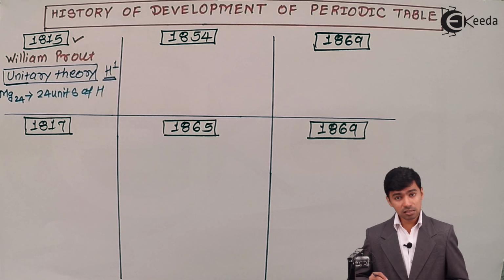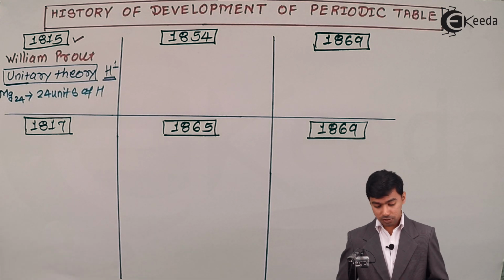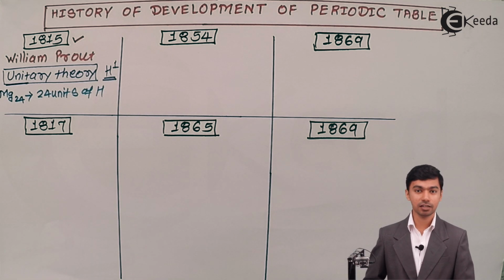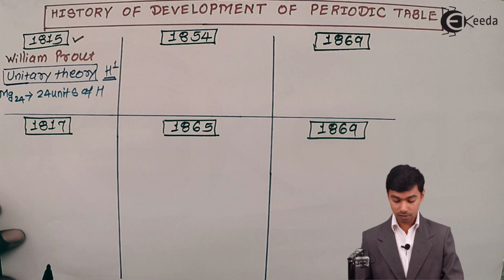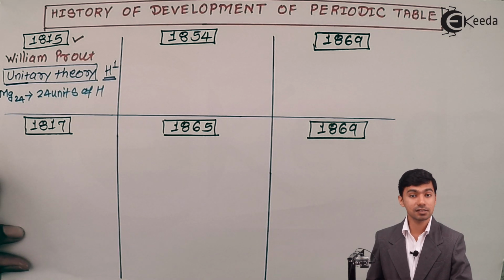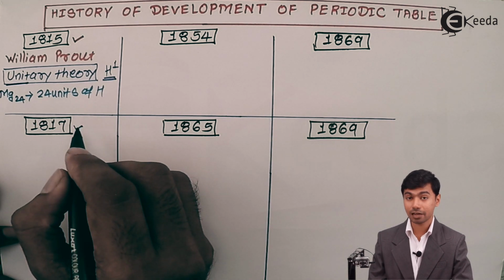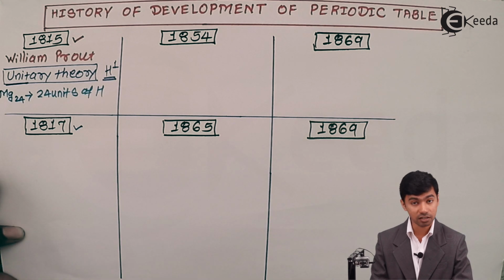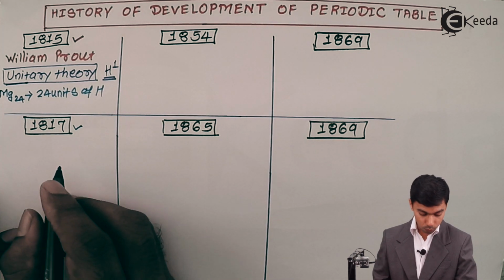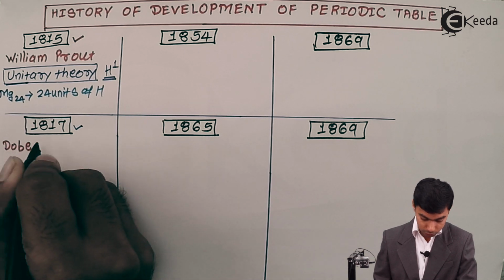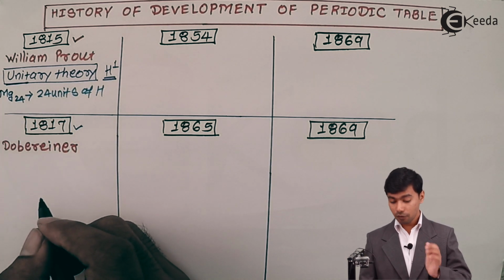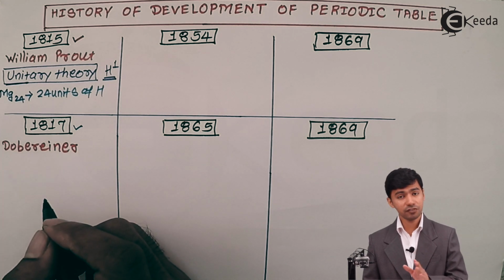But can the classification end here? No. After the discovery of the unitary theory, the classification continues. As the unitary theory of William Prout had some drawbacks, it was ruled out. But in the year 1817, only two years after the unitary theory's existence, another concept came into existence. Who made this concept? The name was Dobereiner. Dobereiner was the scientist who made another attempt within only two years of the drawback of the unitary theory.